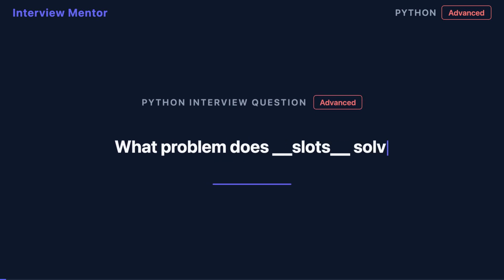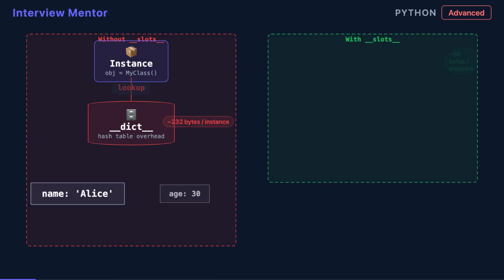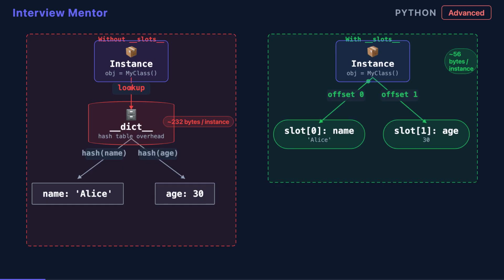Millions of Python objects, gigabytes of wasted RAM. All because of one hidden dictionary per instance. By default, every Python instance stores its attributes in a dictionary called __dict__. That flexibility comes at a cost. Hash table overhead, load factor tracking, internal pointers.